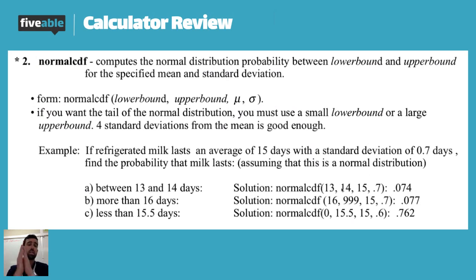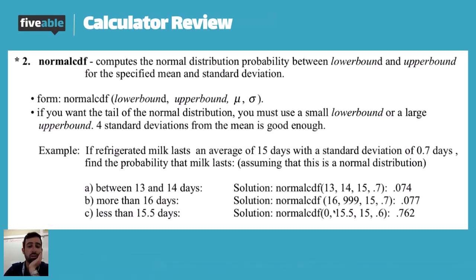More than 16, let's say you wanted to know, what's the probability that something falls above 16? Well, in this case, your lower bound is going to be 16. Your upper bound is going to be 9999. So really, really high up. And your average is still the same. Your standard deviation is also the same. And there's your final answer. So about 7% of the data falls above 16 days.